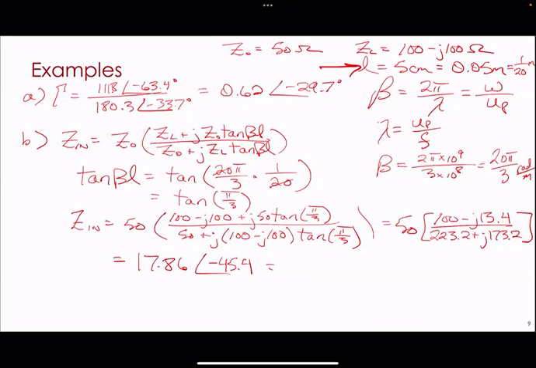So how would you convert that into real and imaginary? Yeah. So you do 17.86 times the cos of minus 45.4 plus j times 17.86 times the sine of minus 45.4. It'd be something like 12.5 minus j12.7.